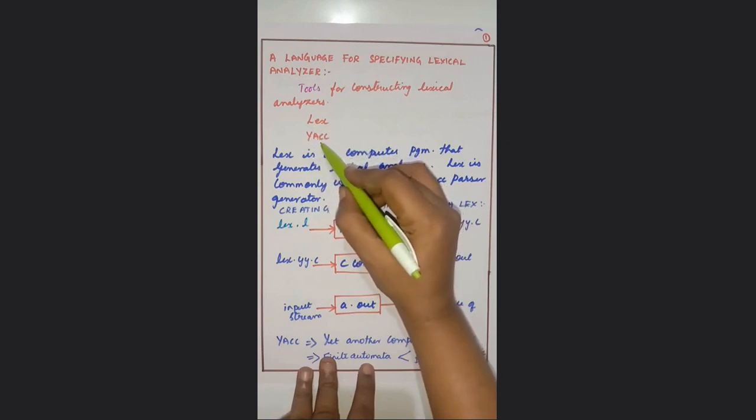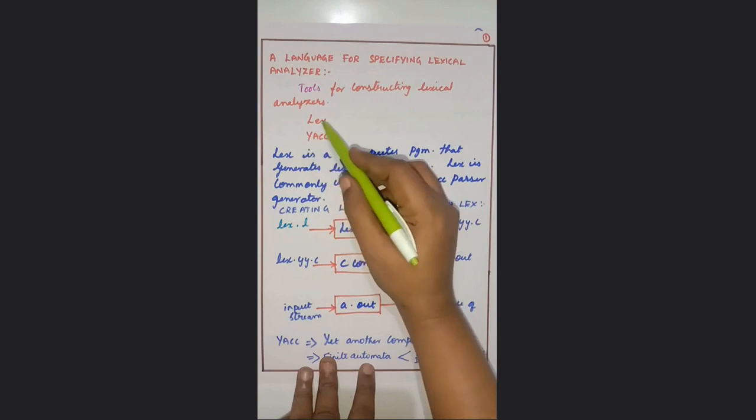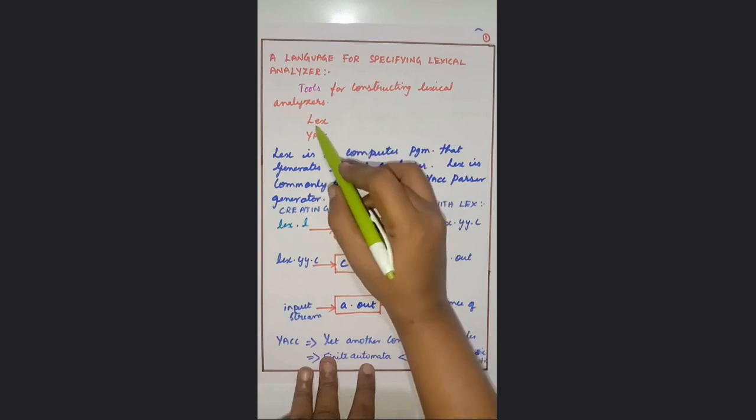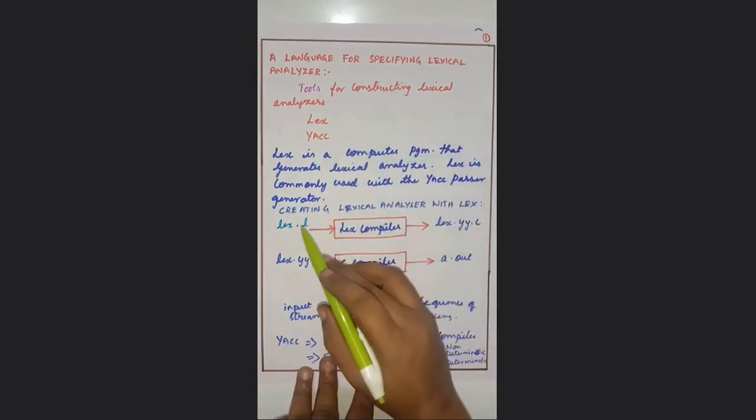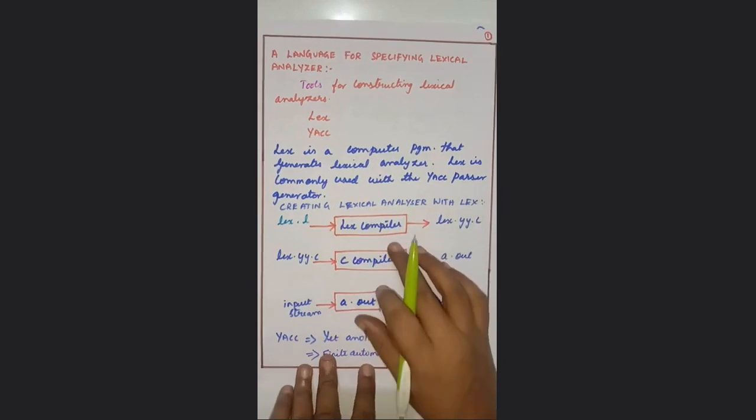Before we go for syntax analysis, lexical analysis has to be done, that is, the streaming of tokens. The input gets converted into streams of tokens. That will be done by the lexical analyzer phase. That will be generated by what? The Lex.